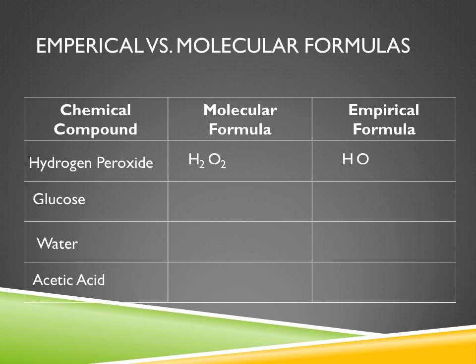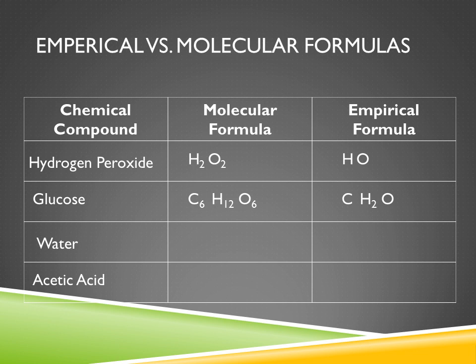And so glucose has a molecular formula of C6H12O6. Now, this has a chemical ratio of 6 to 12 to 6. But the most common number between all 3 elements is 6. I could divide each one of these elements by 6 and end up with the simplest ratio of CH2O.